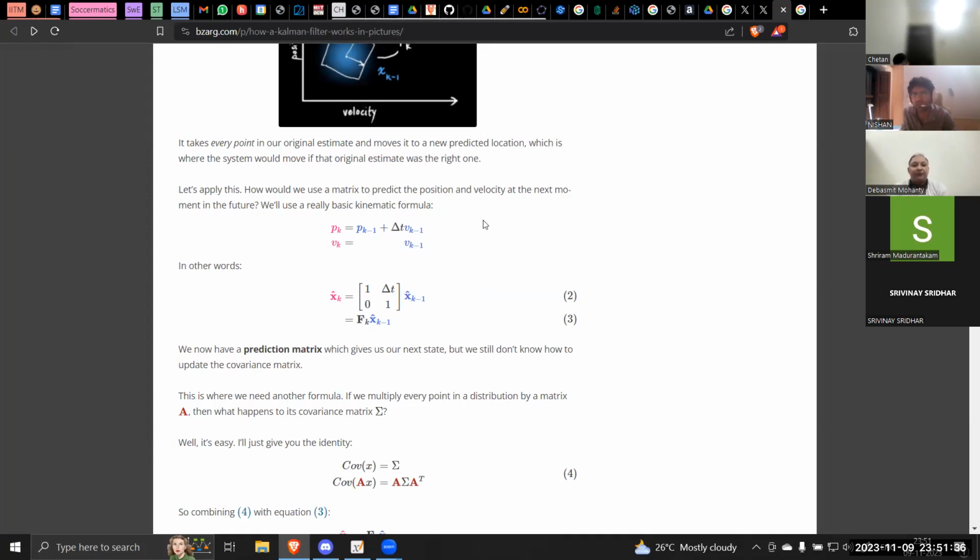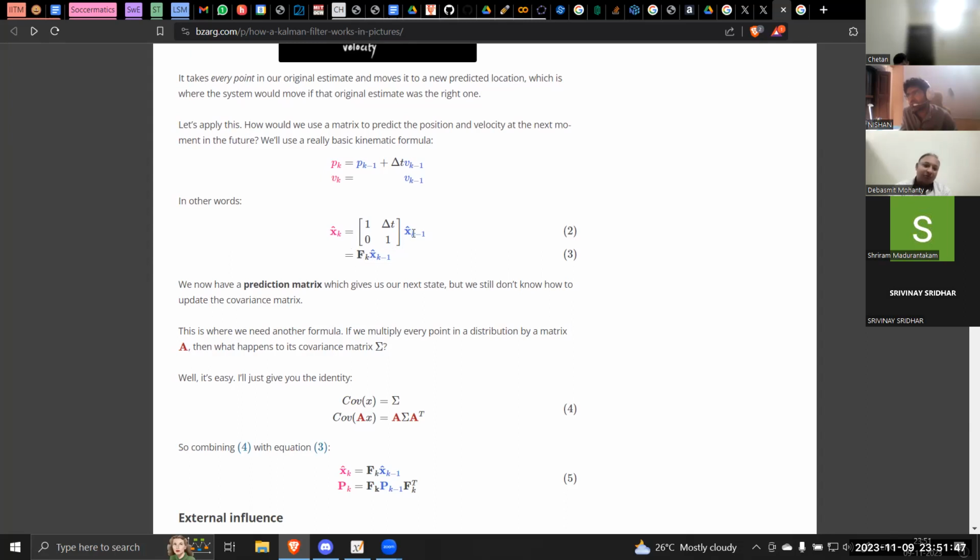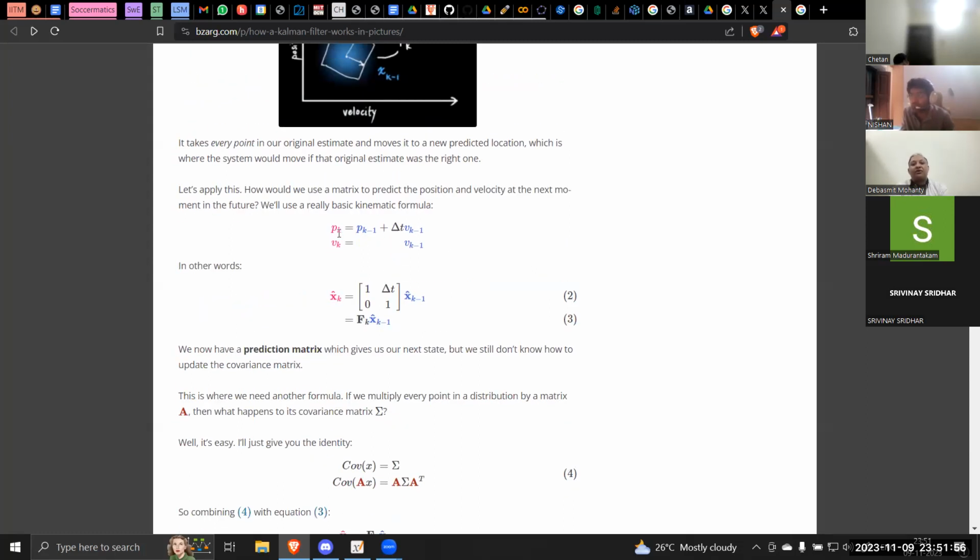And of course, the velocity is not changing. Acceleration is zero, so Vk is equal to Vk minus 1. In matrix form, we write it as 1, delta t, 0, 1 and multiply it with x cap k minus 1. This matrix, when multiplied to the previous state, gives the new state. So this is a transition matrix. When I multiply this matrix to a state vector, it gives me the next state. It contains all the transitions embedded inside it.